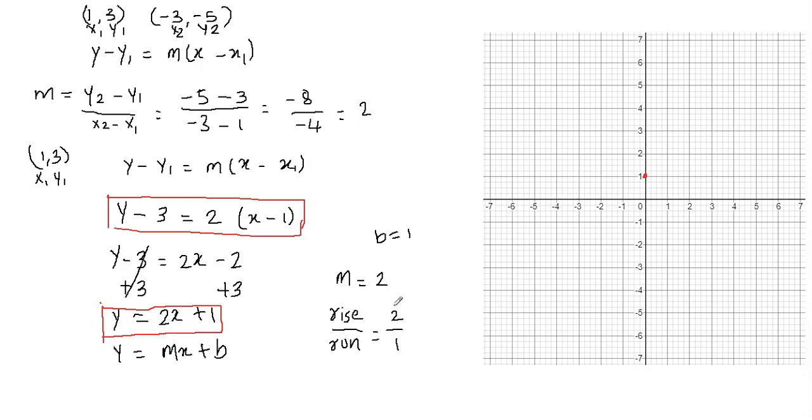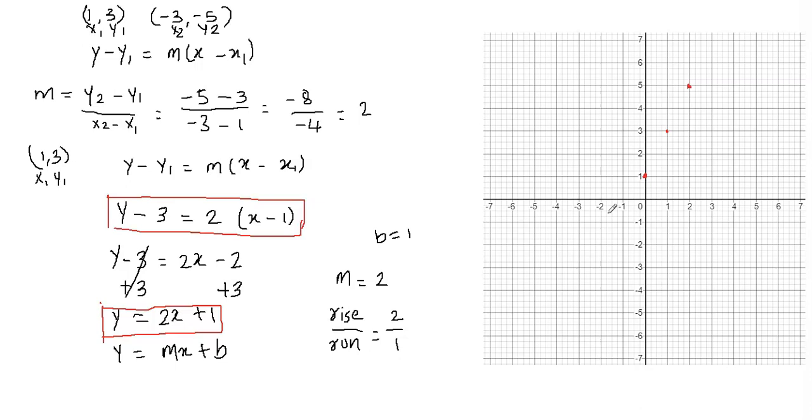You see, rise and run both are positive. My numerator and denominator are both positive. That means I have to move in the positive direction. So rise is positive when you go up, and run is positive when you move to the right. So I'm going to go up 2, to the right 1. Let's do that. Starting from this point, up 2, to the right 1, and I got another point, and I can do the same thing, up 2, to the right 1.